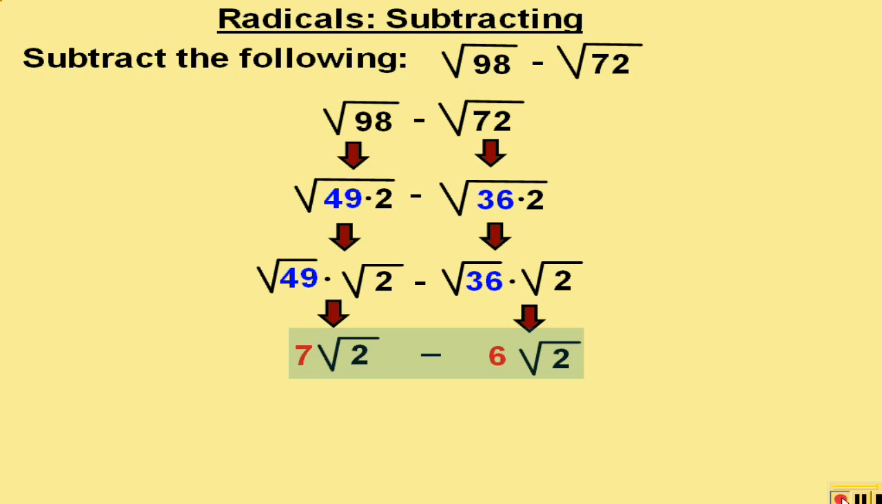We now have a subtraction in which we have like terms. So we have 7 square root 2 minus 6 square root 2, and that becomes 1 square root 2, or simply the square root of 2.